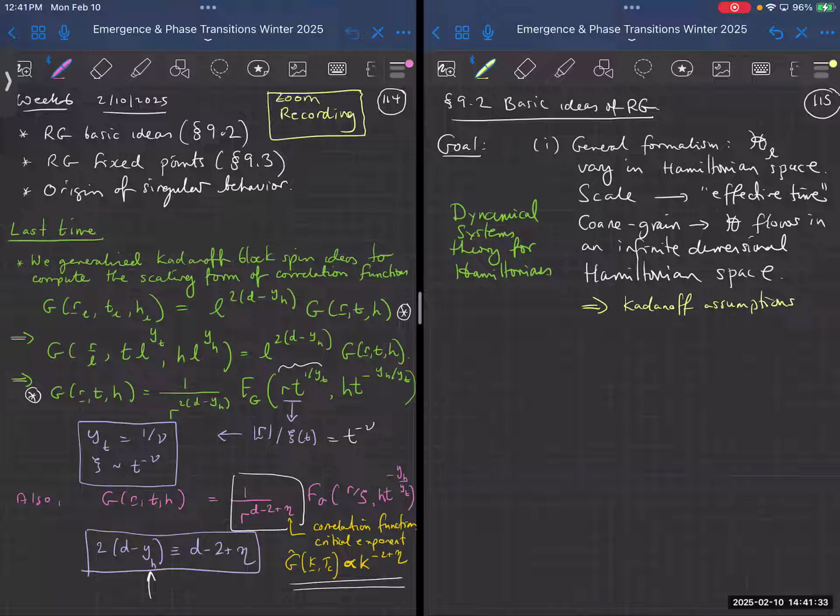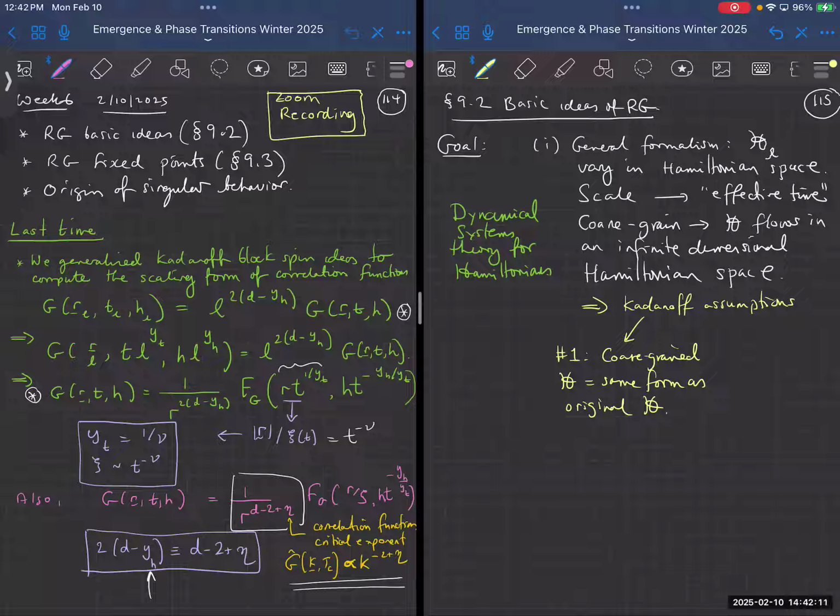Actually, it's going to do more than that. Let me just be a bit more precise about what it says about the Kadanoff assumptions. Assumption number one was that after coarse graining, the coarse-grained Hamiltonian is the same form as the original Hamiltonian. That was Kadanoff's great idea. We use that to say that the free energy of the system is then the same function of the coarse-grained system as it is of the original system.